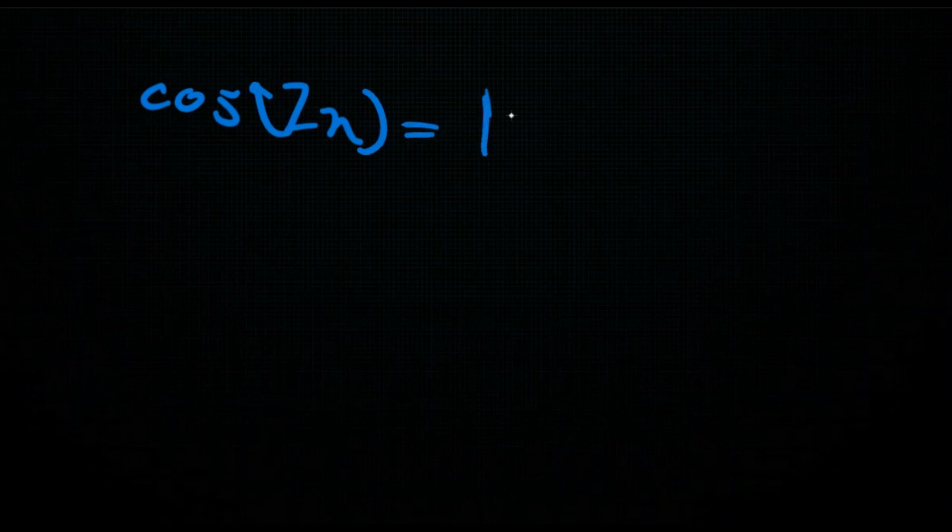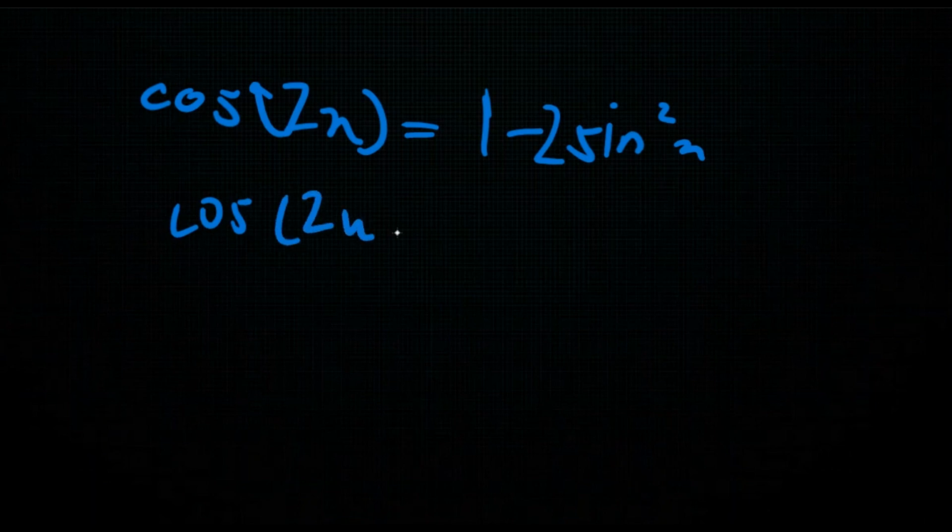All right, try this identity: cos 2x equals 1 minus 2 sine squared x. Now we know that cosine 2x equals cos squared x minus sine squared x.